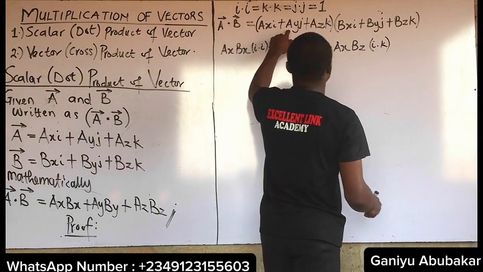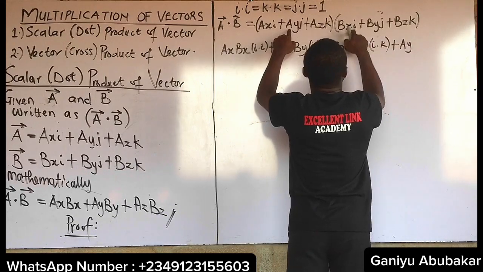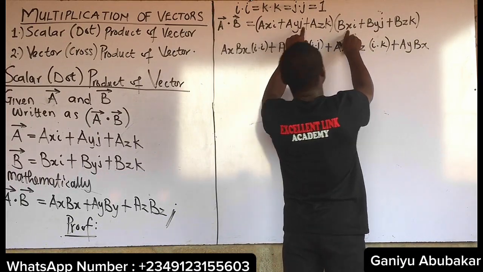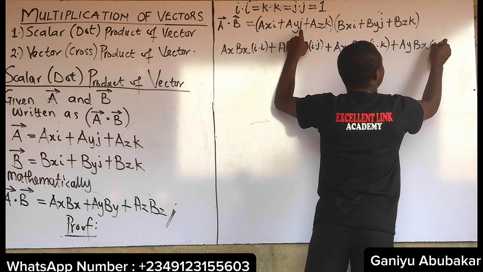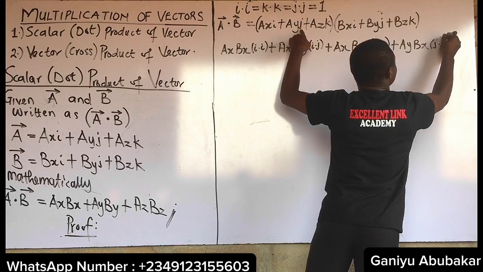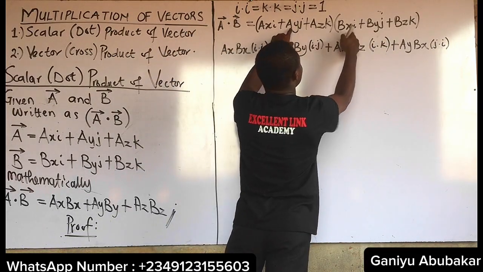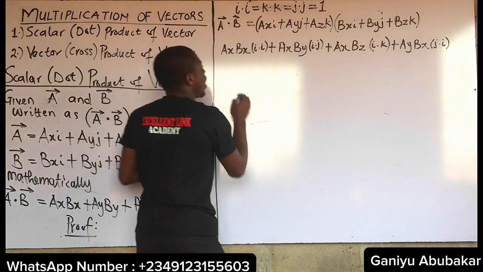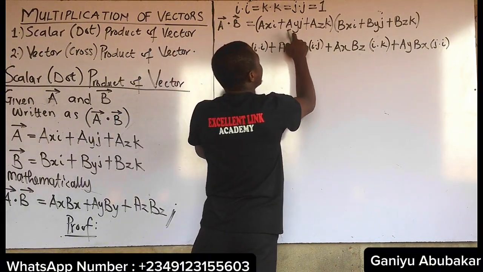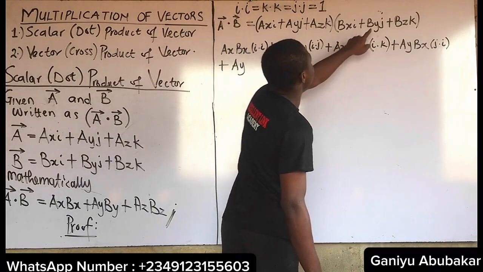I'm done with this one. Pick out the second one here. That's plus, multiply this one, AY times BX. J and i are combining, so I have j and i. Next, I'm done with this one. Using it to multiply this one now, I'll have plus AY multiply BY.